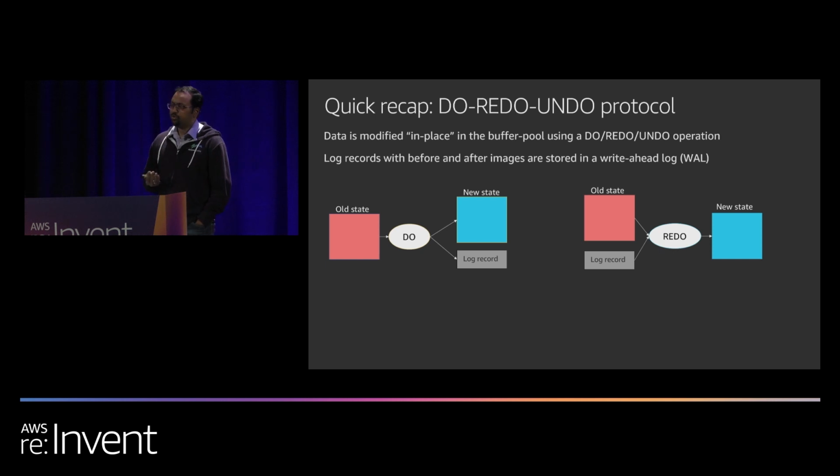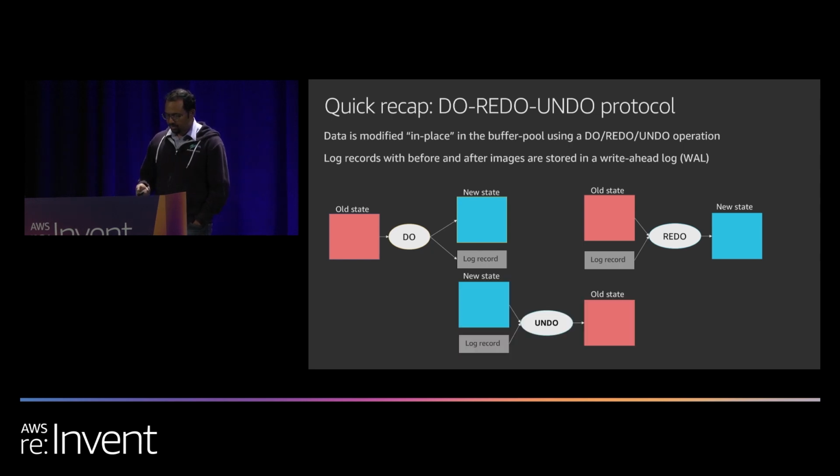When you want to redo this operation, you take the old state, you have the log record, which contains the operation that was done, and you get the new state. There may be cases where you want to do undo, in which case you take the new state, you have the log record, you have the previous state there, and you do the undo operation, and you get the old state. So let's see how this is done for a crash recovery.